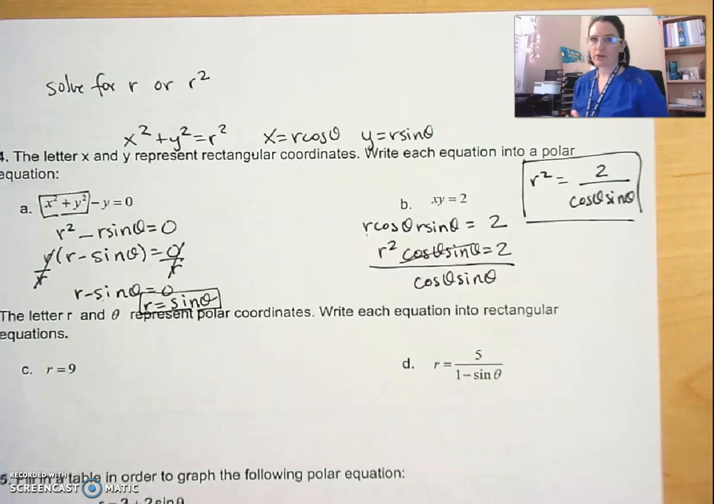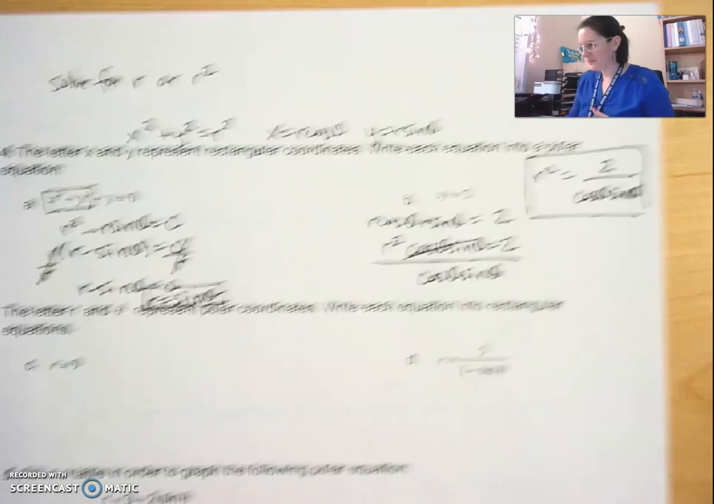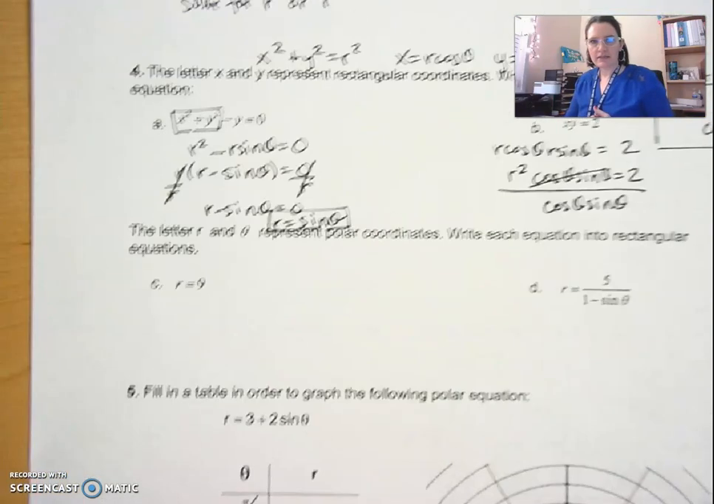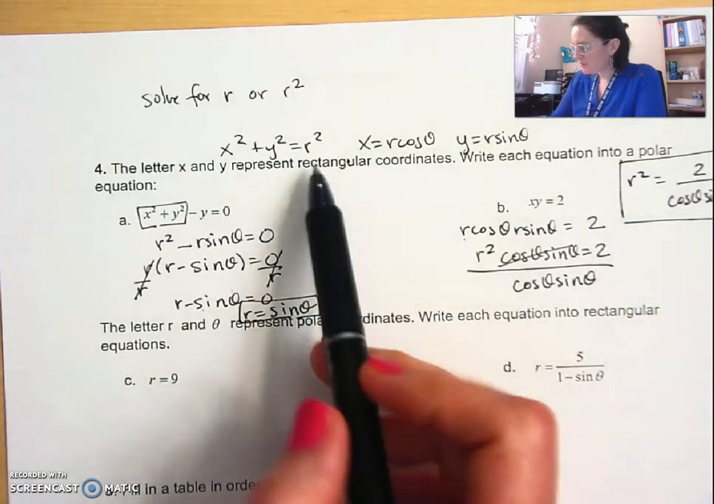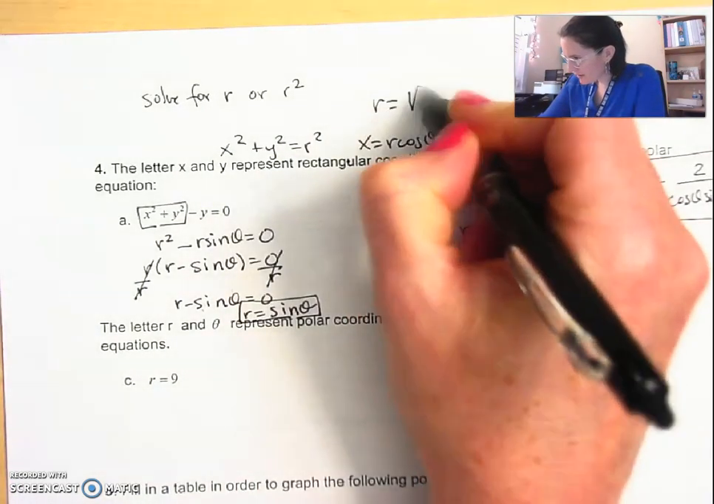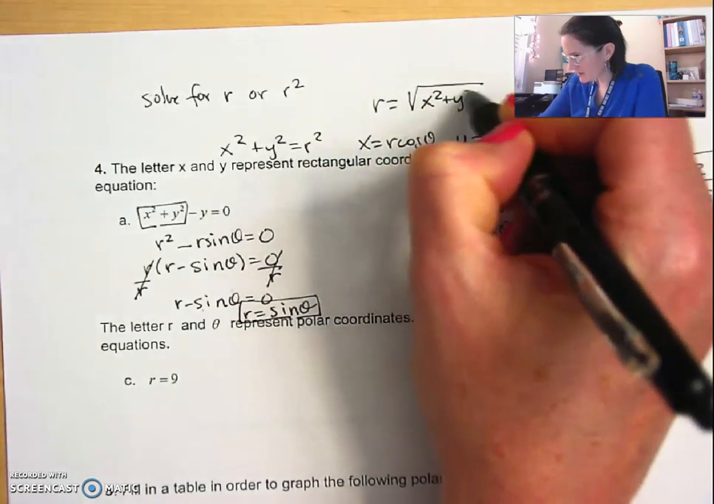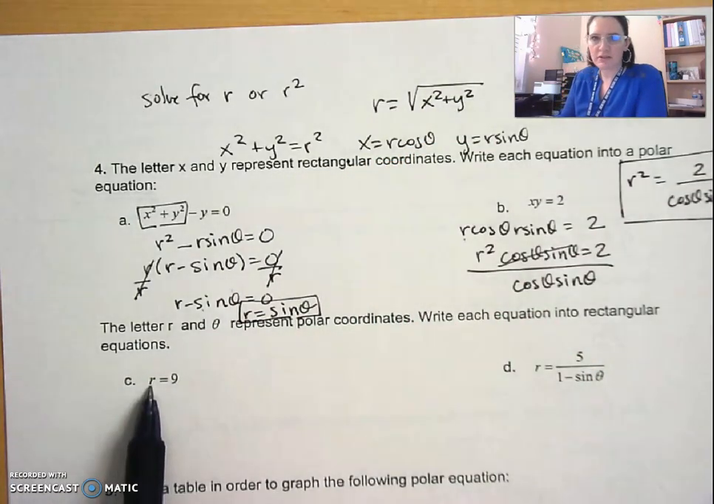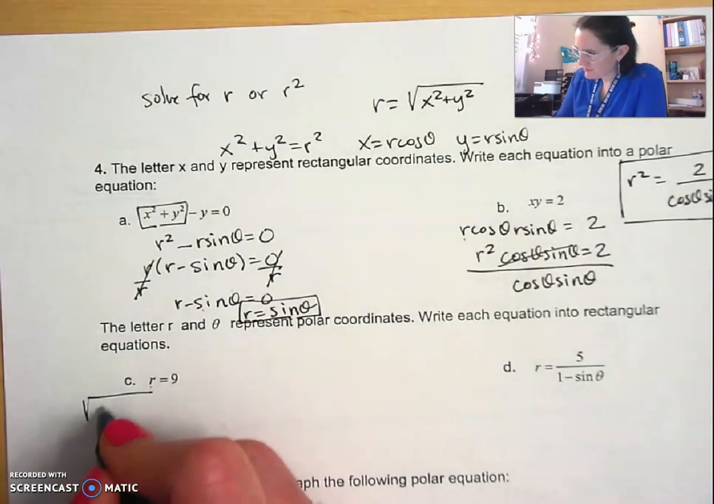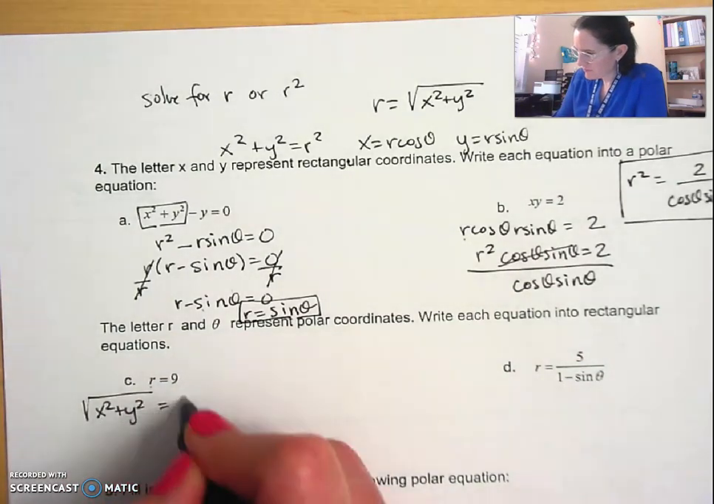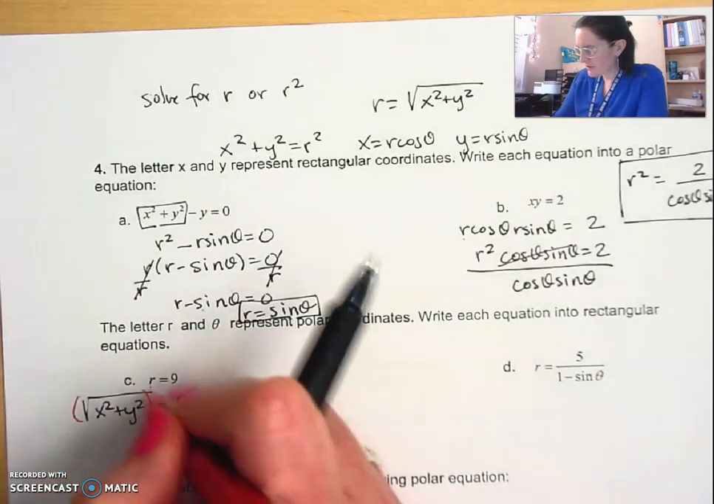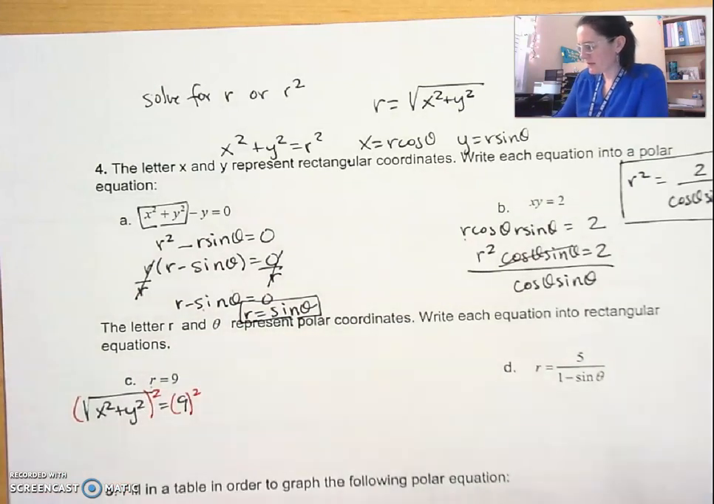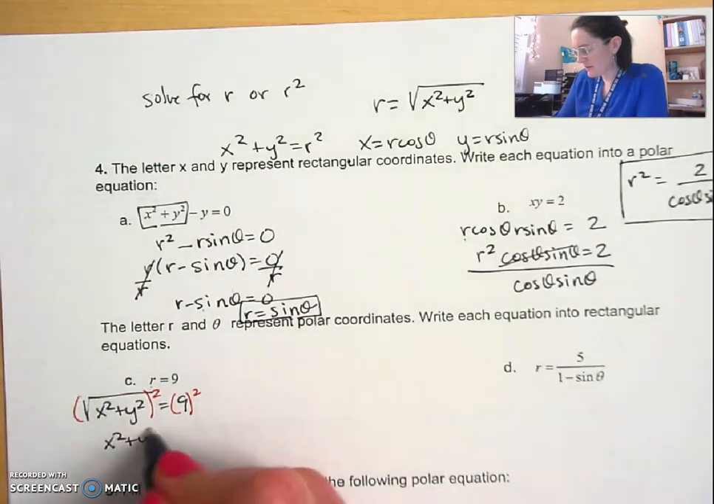Now in this next section, we're going the opposite direction. We're starting in polar. We want to end up in rectangular. So in C, I have r equals 9. Now from the front of your sheet, we had r equals square root of x squared plus y squared. So I'm going to sub that in for r here. And then to get rid of that radical, I'm going to square both sides. And so that gives me x squared plus y squared equals 81.